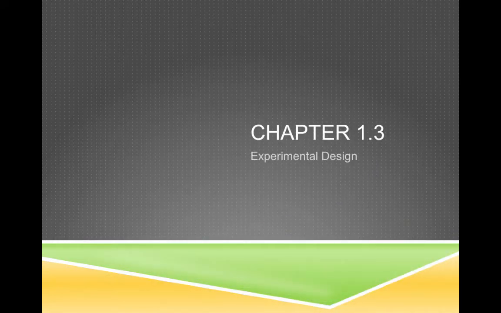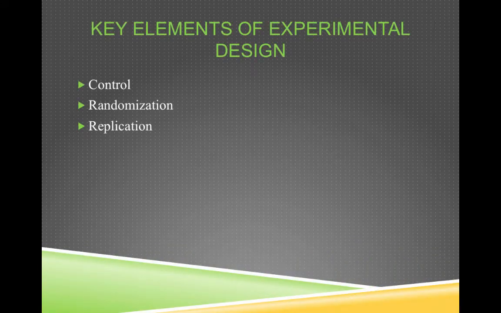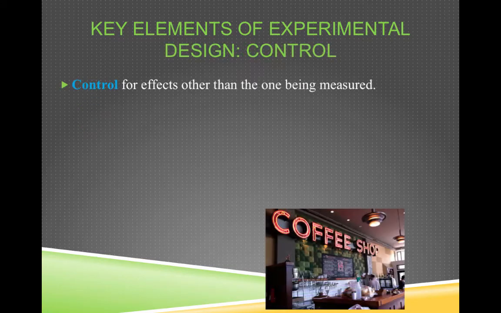Okay, so let's keep working through chapter 1.3. We need to talk about how we're going to go about designing our experiments. So the key elements of experimental design can be control, randomization, and replication. So again, these are our key elements. We want to think about control, think about randomization, and think about replication.